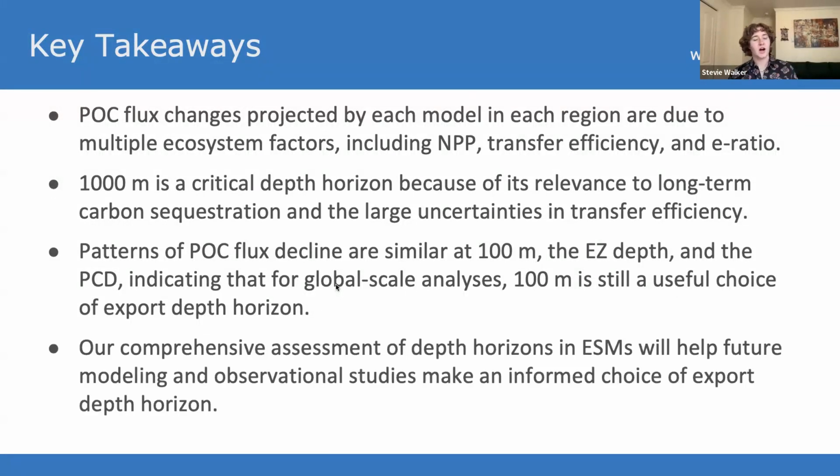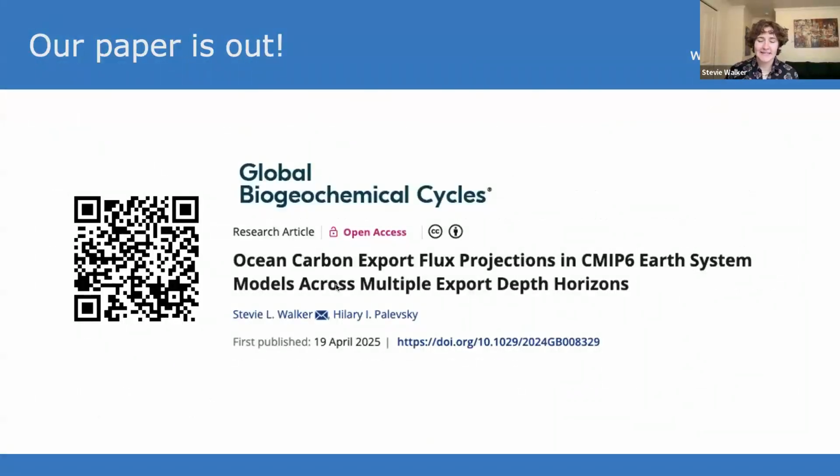And our comprehensive assessment of depth horizons and ESMs will hopefully help answer that question for you and guide more informed choices of export depth horizon. So with that, I'll wrap up by saying that our paper on this just came out in April, and for all of the nitty-gritty details that you could ever want about depth horizons in CMIP6 models, feel free to go check it out. And with that, I'll take any questions.